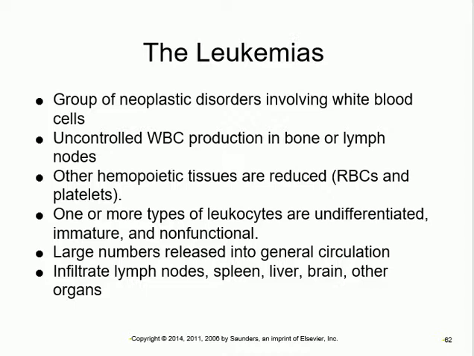Leukemia. The normal number of white blood cells is about 7 to 10 or 11,000, okay? If you have 20, 30,000, what do you call this? What do you call it? Remember the three that I put here?